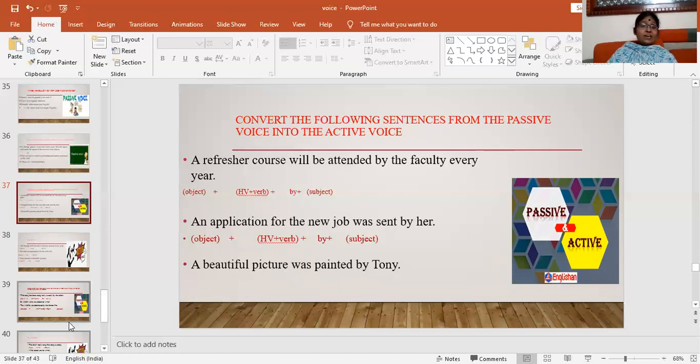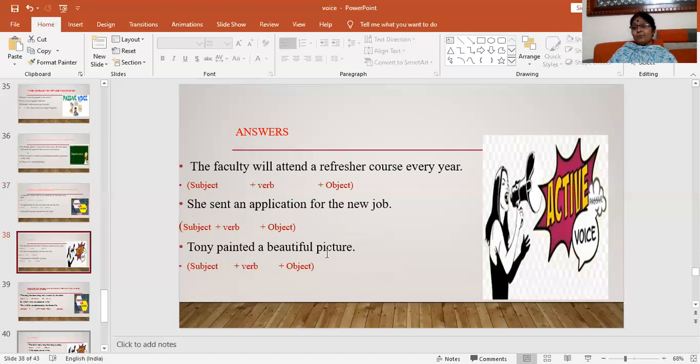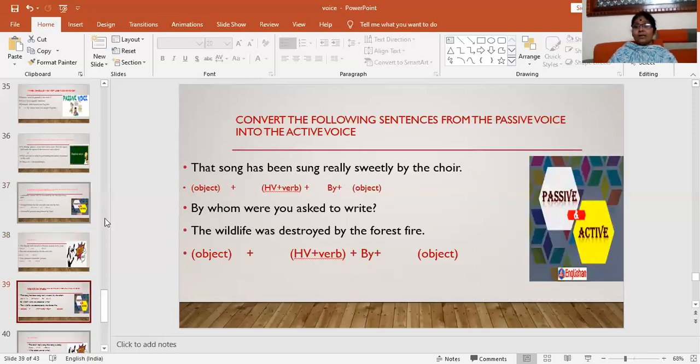Let us check with our answer. Tony painted a beautiful picture. Subject plus verb plus object. So I think this is clear. Now let us do a little complicated one. That song has been sung really sweetly by the choir. Right? That song has been sung really sweetly by the choir.